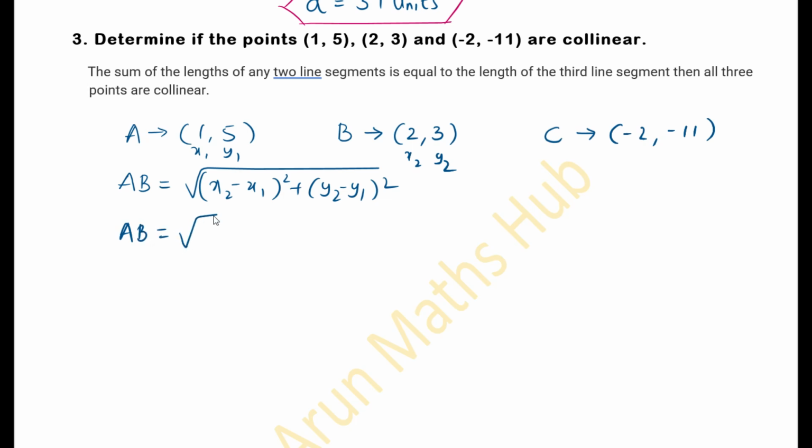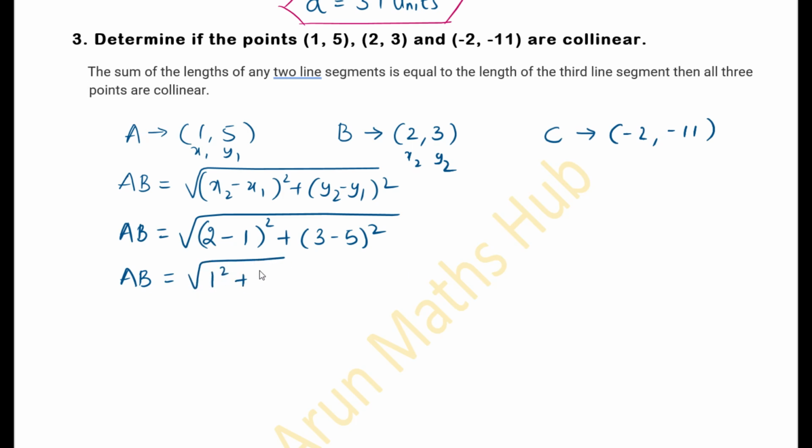AB equals square root of, what is x2? 2, x1 is 1 whole square, y2 is 3 minus 5 whole square. Now AB equals 2 minus 1 is 1 square plus 3 minus 5 is minus 2 whole square. We get 1 square is 1, minus 2 square is 4. 1 plus 4 is 5. Therefore AB equals root 5 units.